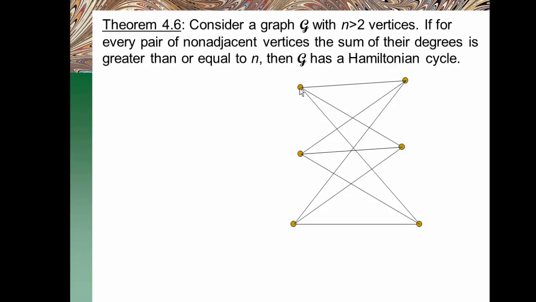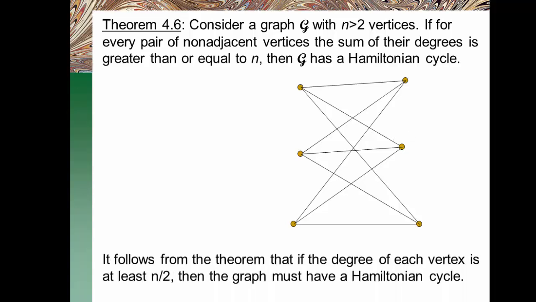Now let's add the degrees of any pair of non-adjacent vertices. For example, these two vertices here, each one has degree 3, and if we add the degrees, we have 6, which is equal to n. If we pick any other pair of non-adjacent vertices, this one and this one, the sum of the degrees is 6. Or that one and that one, the sum of the degrees is 6. According to the theorem, this graph has a Hamiltonian cycle.